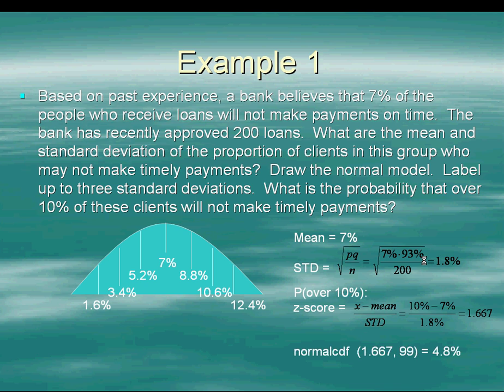We want to be over that percentage, so we're going to do normal CDF of 1.667, comma 99, meaning we're going everything above that, and that gets us 4.8%. So there's a 4.8% chance that over 10% of the clients will not be making timely payments.